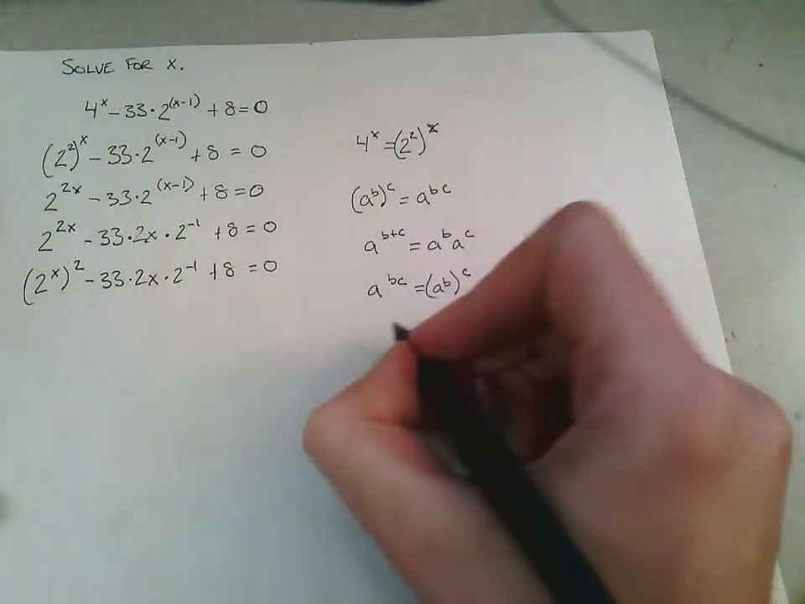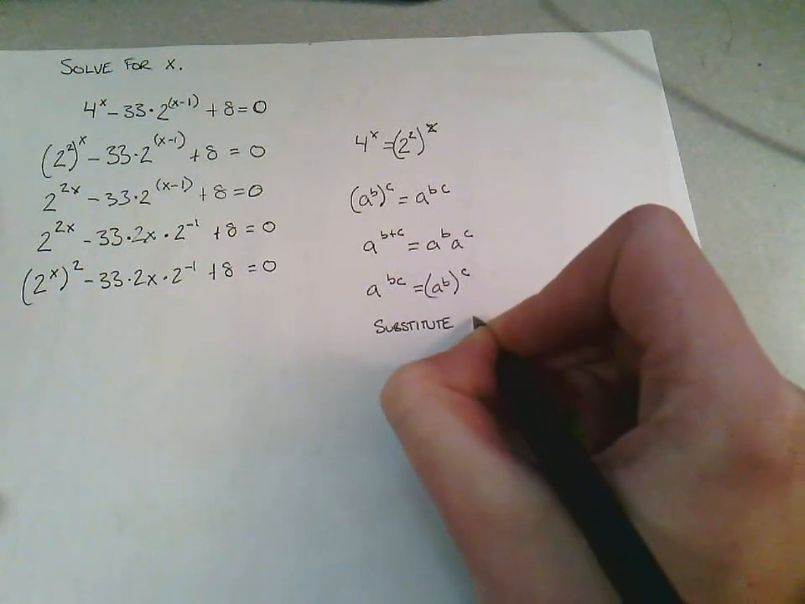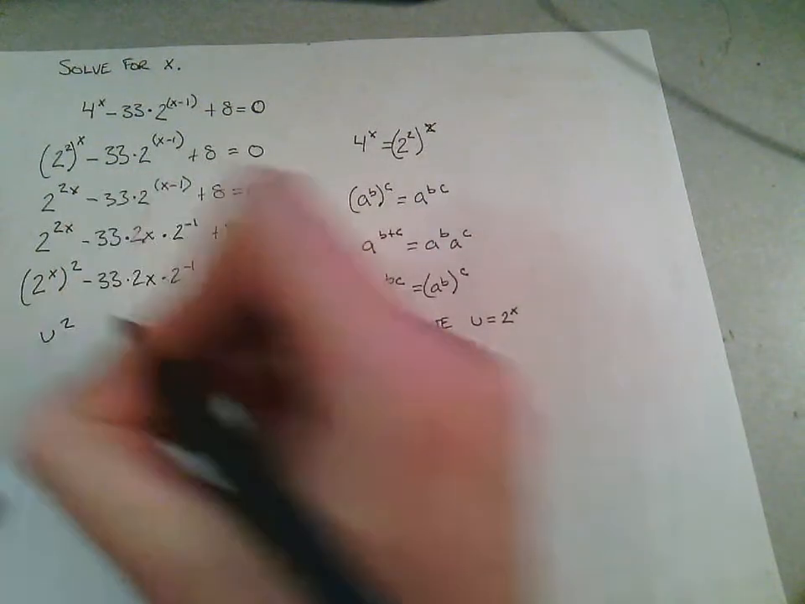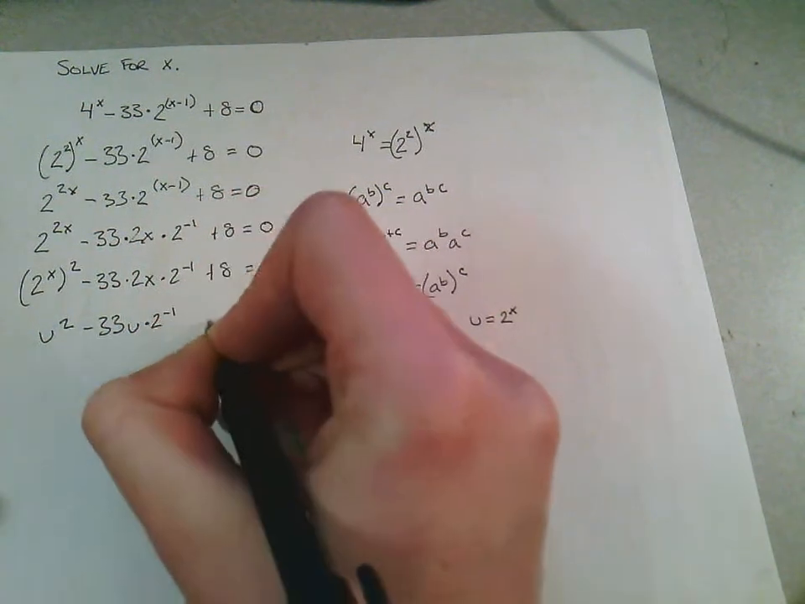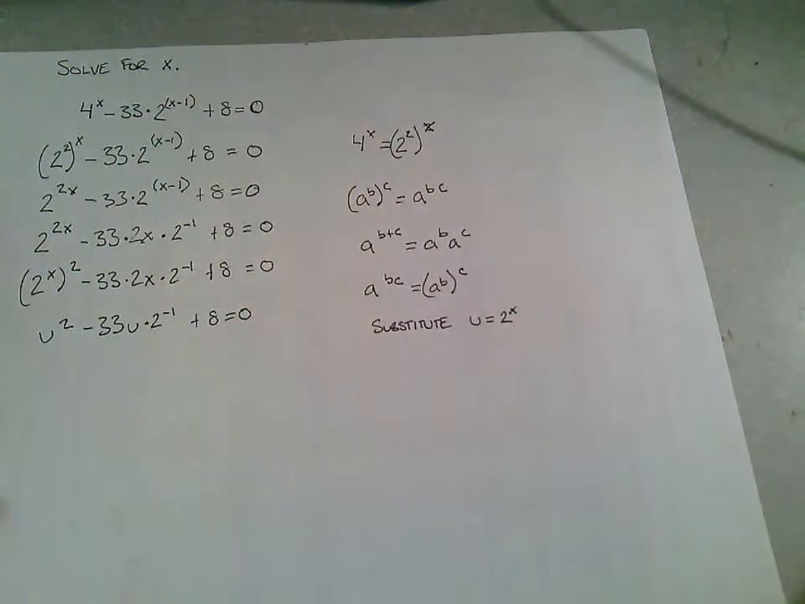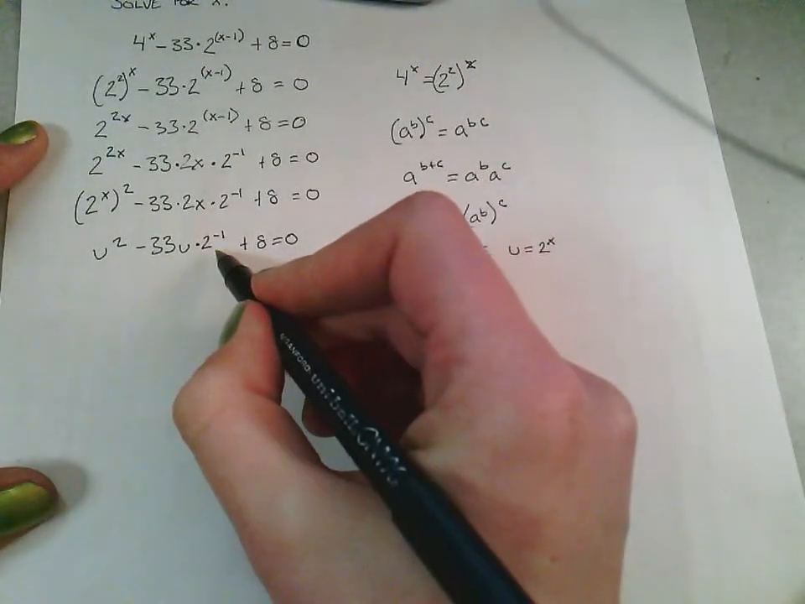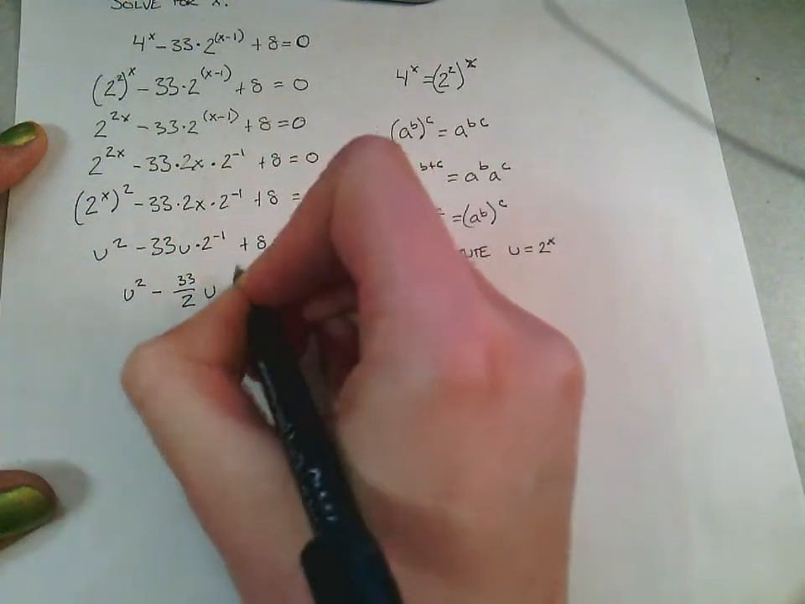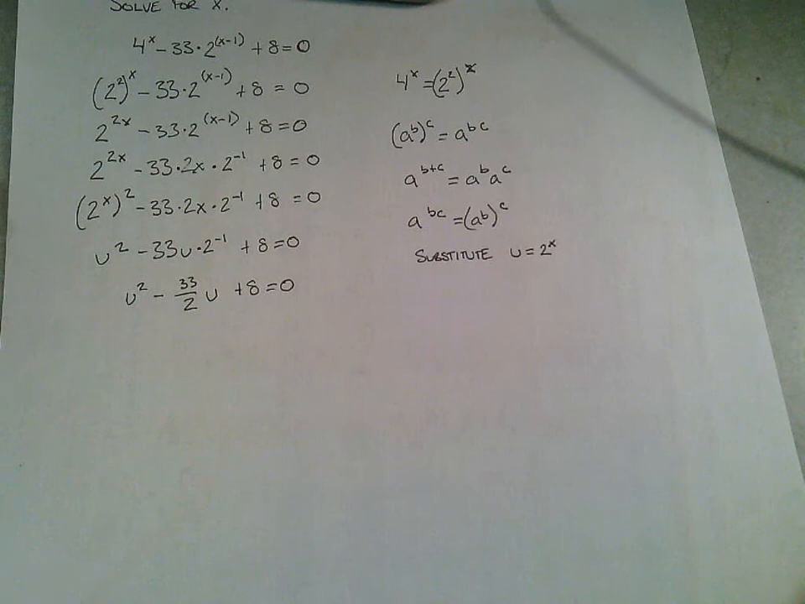We can now substitute for our 2 to the x. Substitute u equals 2 to the x. That will leave us with u squared minus 33u times 2 to the negative 1 plus 8 equals 0. If we carry through with that, we can change this to u squared minus 33 over 2 u plus 8 equals 0. You're now left with a quadratic equation.